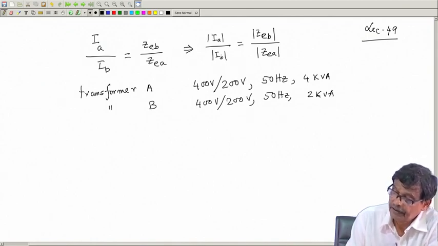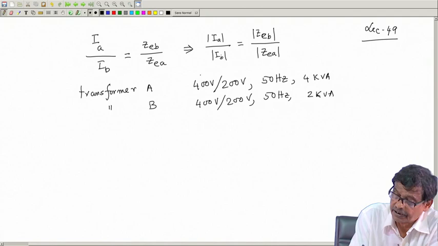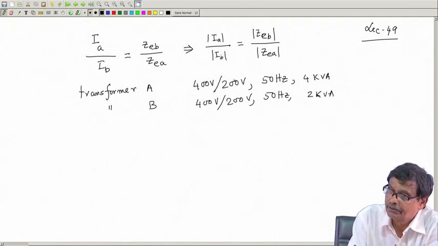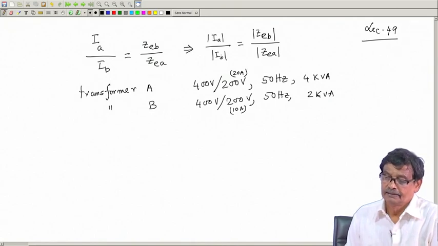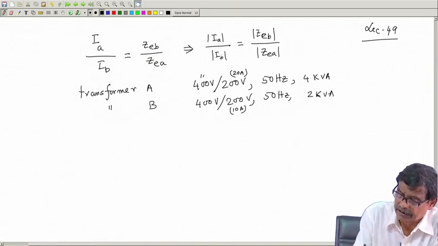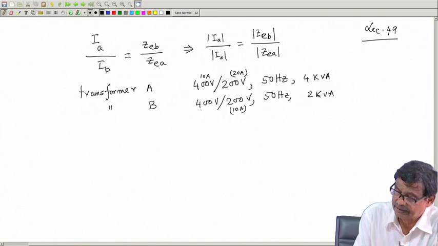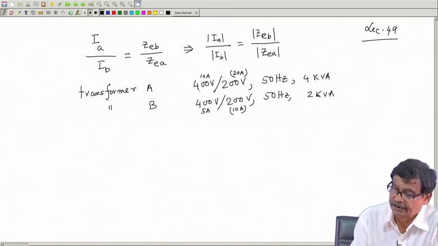Okay. Therefore, rated currents of transformer A on the low voltage side, how much will it be? 20 ampere on this side, and the rated current of the other is 10 ampere. So, this information I have. Similarly, rated current of this side will be 10 ampere and the high voltage side current will be 5 ampere. But anyway, we have referred everything to the LV side.